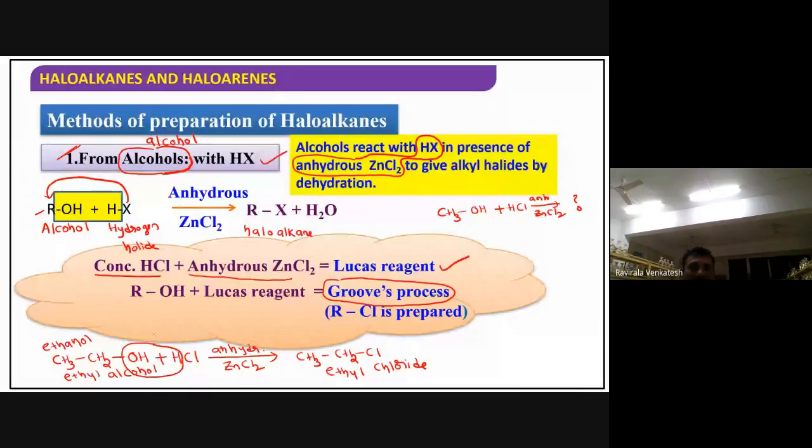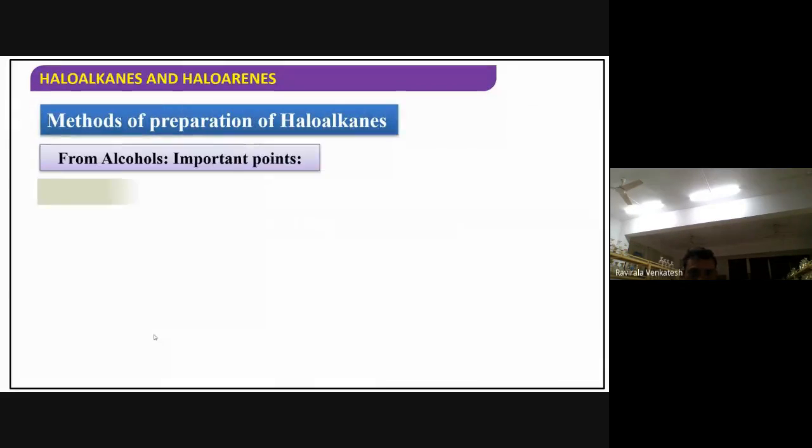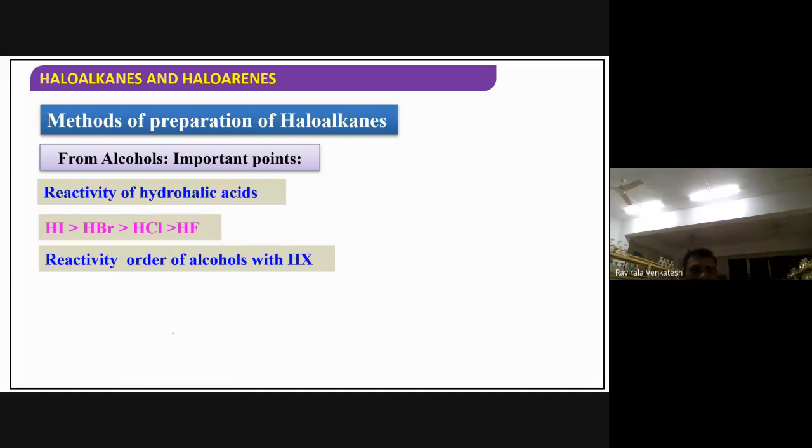Now we will see some important points. Reactivity of hydrohalic acids. Let me see which is more reactive. Already you know this one. HI is more reactive because the bond strength is very less. HI is more reactive when you compare with HBr, because the bond length is more, therefore the bond strength will be less here. So in the order of reactivity, HI has the highest reactivity.